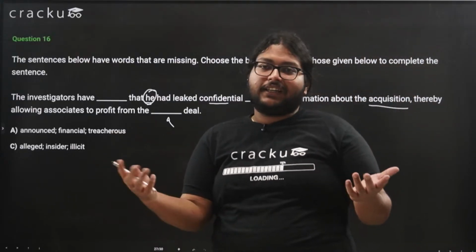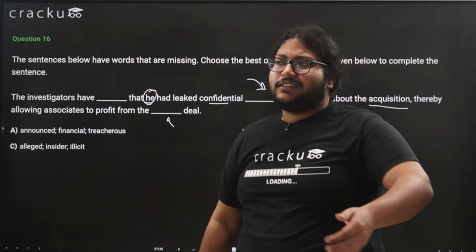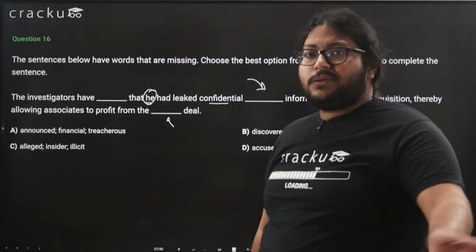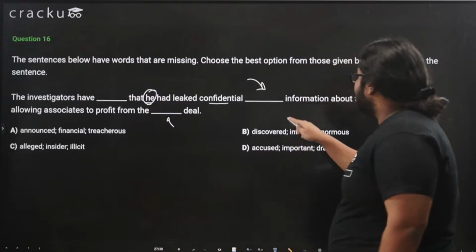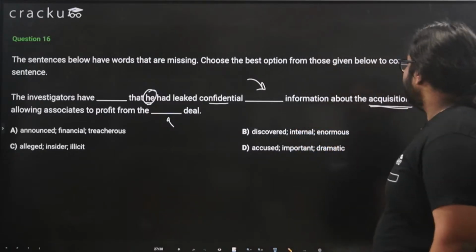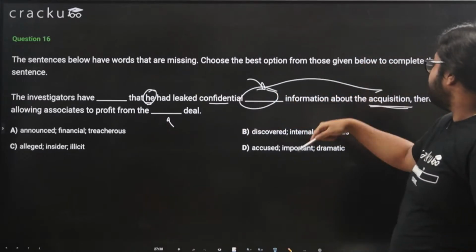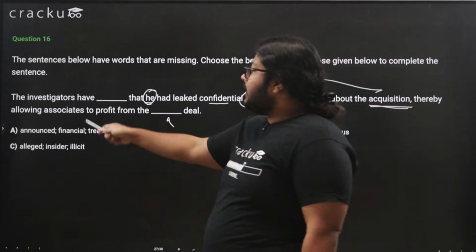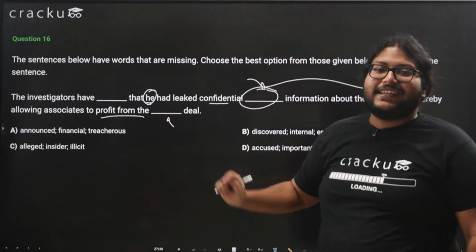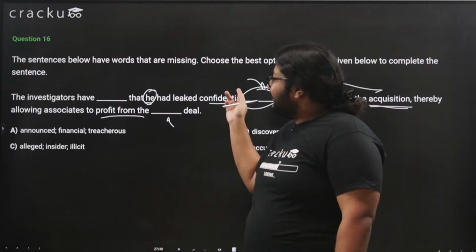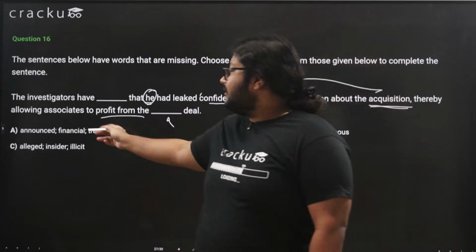We've heard of that in Shark Tank, right? Like they acquired the company, or in the news also, like one big company acquired a smaller company. So that is called acquisition, mergers and acquisitions. So information about the acquisition. So there was some confidential info about the acquisition, thereby allowing associates to profit from the blank deal. Okay, so this is a case of insider trading, right? Like he's leaked some insider information which has allowed the associates to profit.